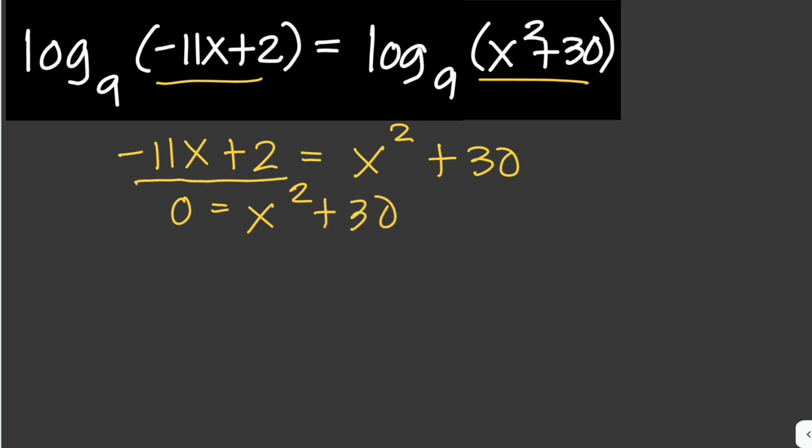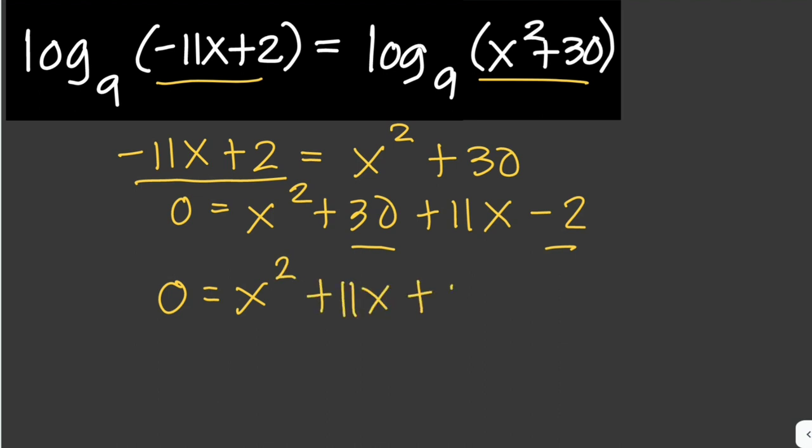We transpose negative 11x plus 2 to the right. This would become positive 11x and negative 2. And then we group like terms. 30 goes with negative 2, so this is x squared plus 11x plus 28. And now we have formed a quadratic equation.